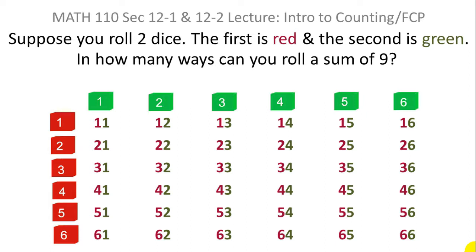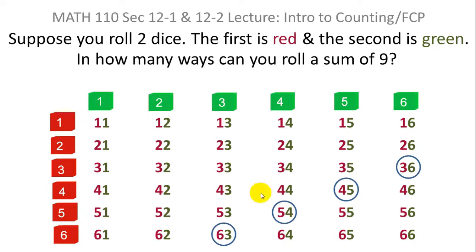Let's ask a slightly different question. We have the 36 possible rolls. Now I want to know, in how many ways can you roll a sum of 9? Once you have the 36 possibilities, that's extremely easy to answer. You simply look and see what sums to 9. As you can see fairly easily, those 4 circled combinations add up to 9.